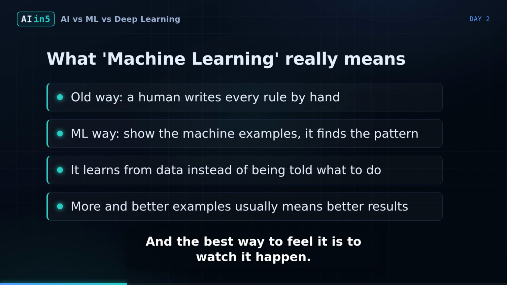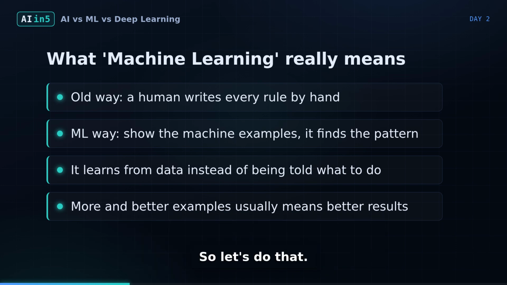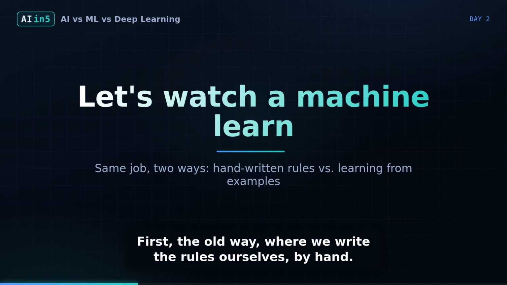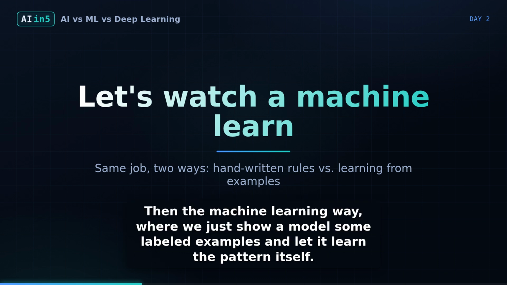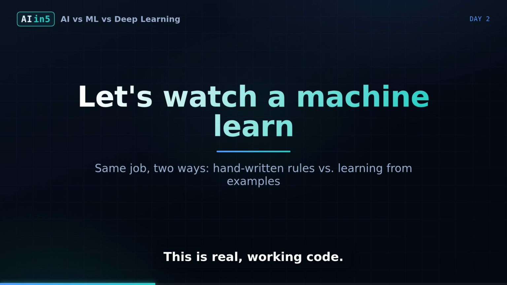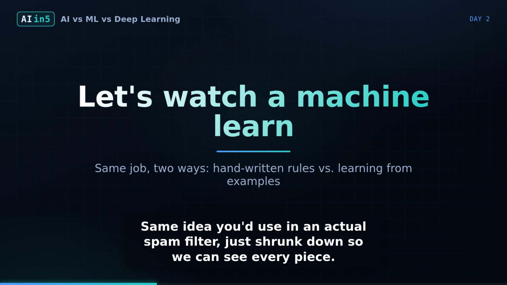And the best way to feel it is to watch it happen. So let's do that. Here's the plan. We're going to take one simple job, spotting spam text messages, and solve it 2 different ways. First, the old way, where we write the rules ourselves, by hand. Then the machine learning way, where we just show a model some labeled examples and let it learn the pattern itself. Then we'll run both on brand new messages they've never seen, side by side, and watch what happens. This is real, working code. Same idea you'd use in an actual spam filter, just shrunk down so we can see every piece.